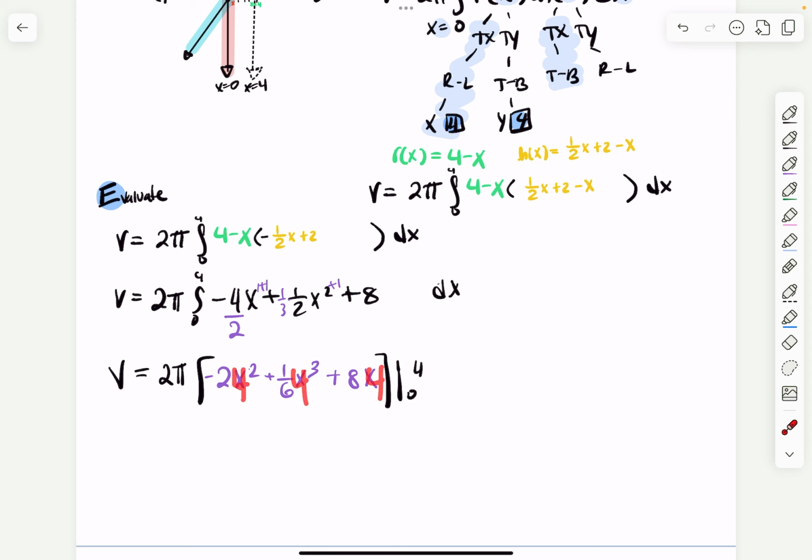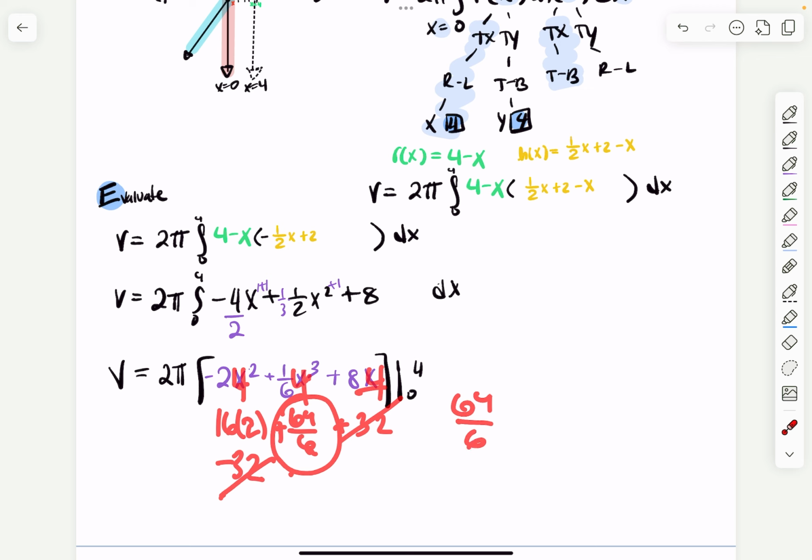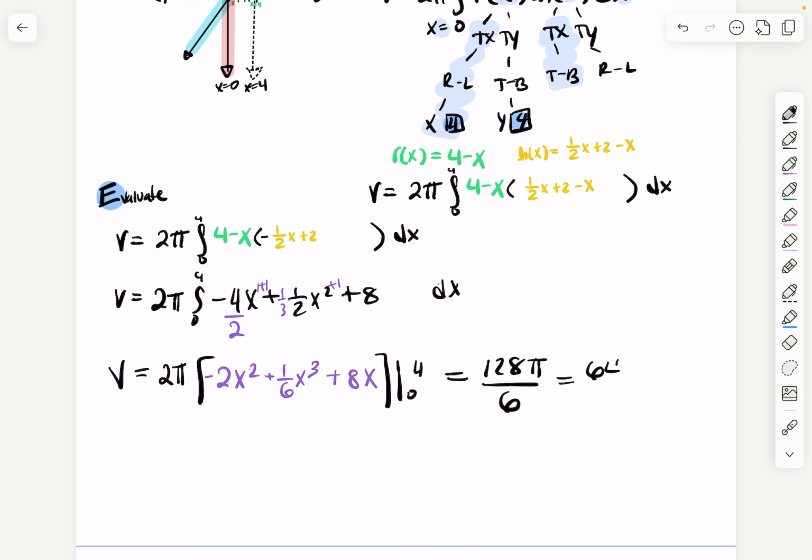So here we plug in 4. We get 4 squared, which is 16, times 2, which is negative 32. 4 cubed is 64 divided by 6, and then 8 times 4 is positive 32. So these 32's cancel out, and we're just left with 64 divided by 6 multiplied by 2 pi. And 64 times 2 is 128, and then we have pi divided by 6. And we can simplify this. This becomes, well, 64, and this becomes 3. Your final answer, 64 pi over 3 cubic units.